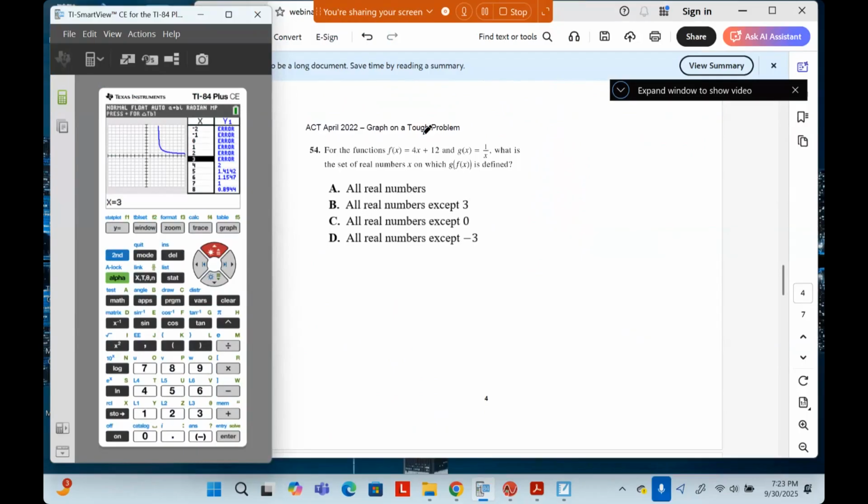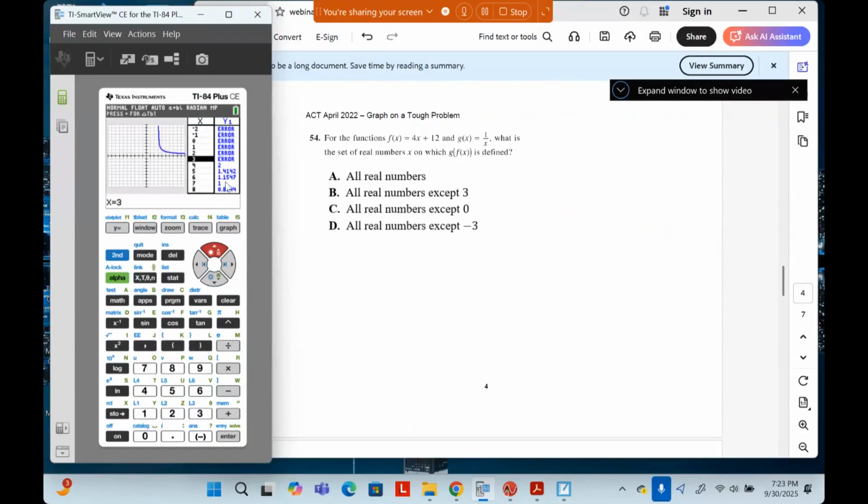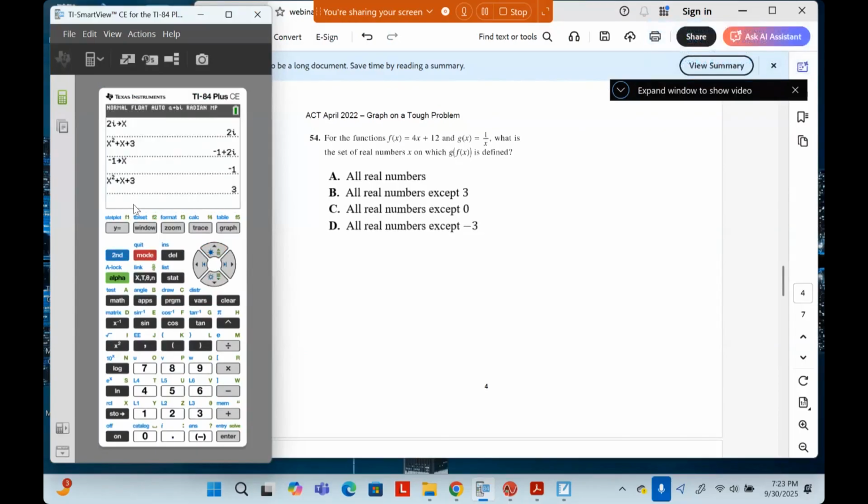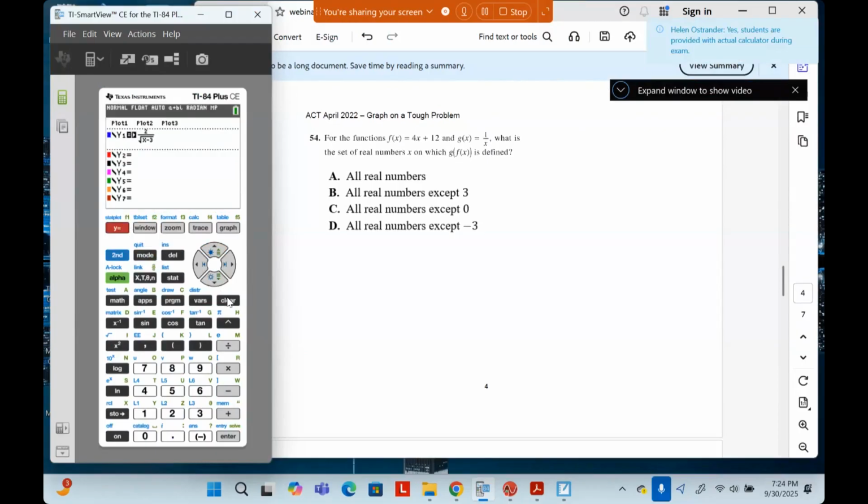And Tom, are you doing this one when you have functions and graphing? No. Okay. I really like this guy. I'm going to change the mode back to full here. So let's go to y equals. And so for this one, you're going to define the first function as y1. So instead of f of x, we're really using y1 there. So I'm going to say 4x plus 12. And then the second function is g of x, and we're going to call that 1 over x. So 1 over x.